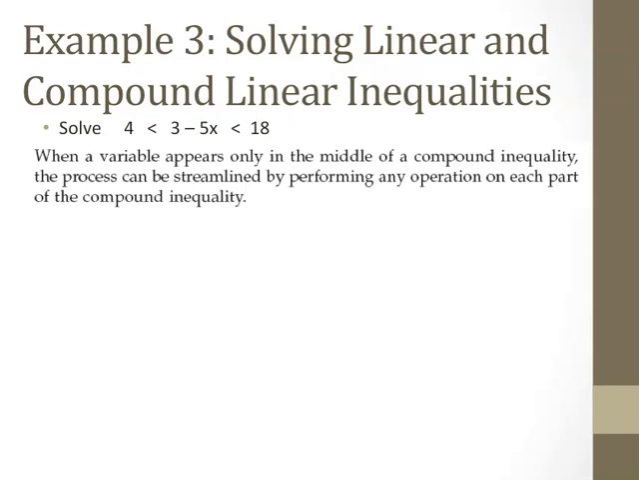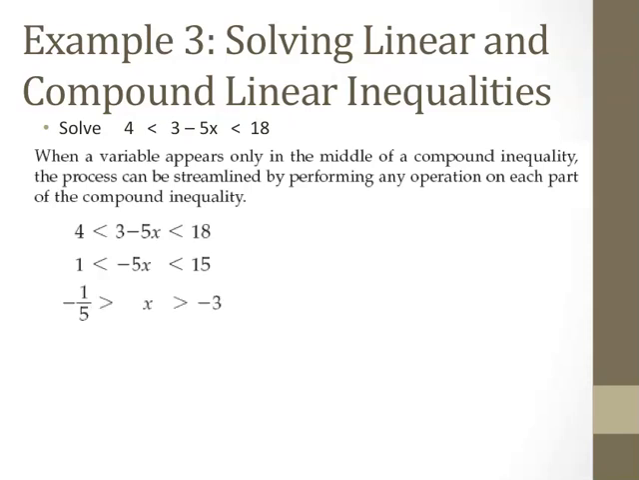So in this case, for example, if I subtract 3 from all 3 sections, then I don't need to write two separate inequalities. So subtract 3, so that I have 1 is less than -5x, which is less than 15. And then now I'm going to divide everything by -5. Now dividing by -5, I still have to change the direction of the inequality. So this becomes -1/5 is greater than x is greater than -3.